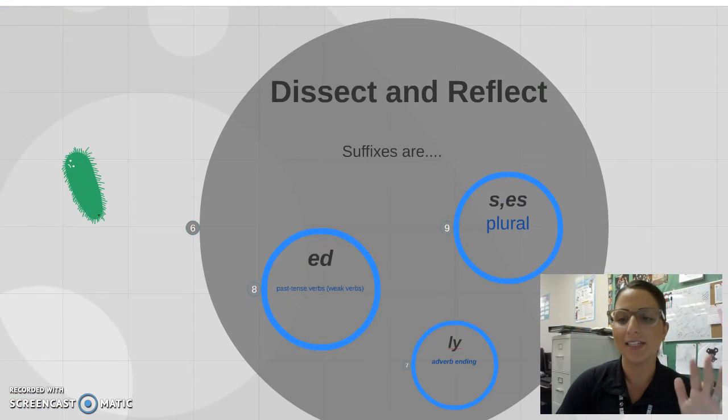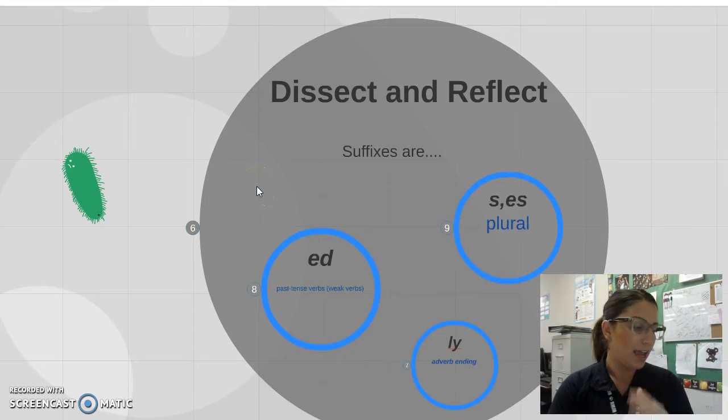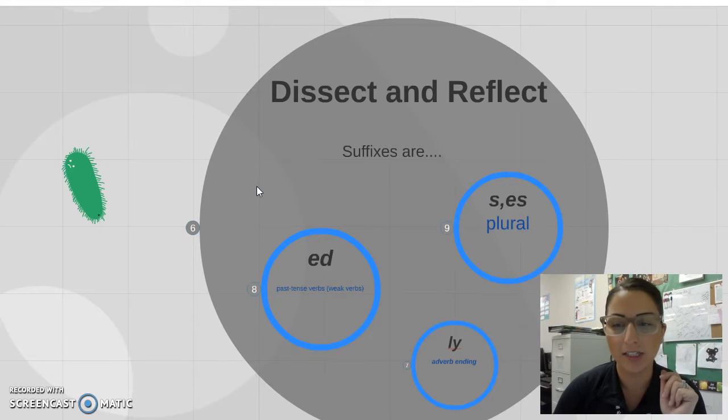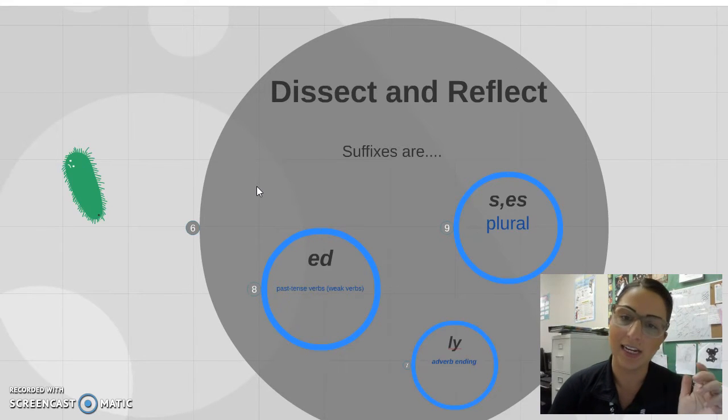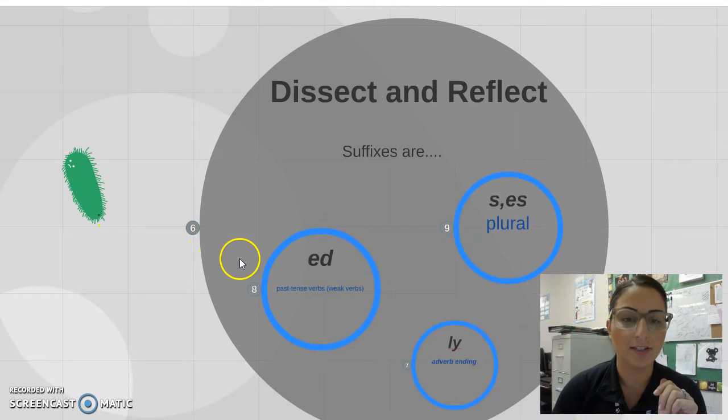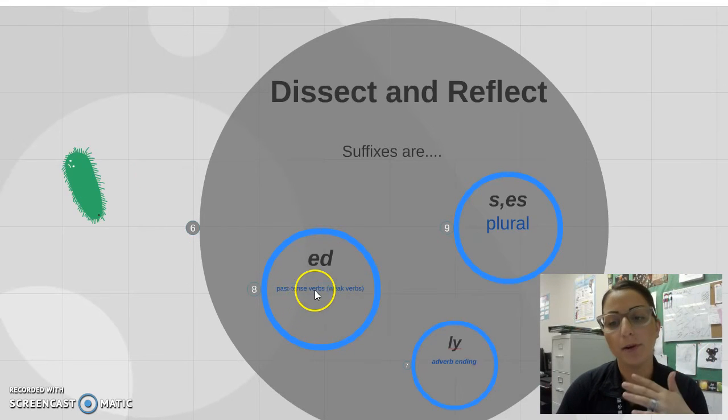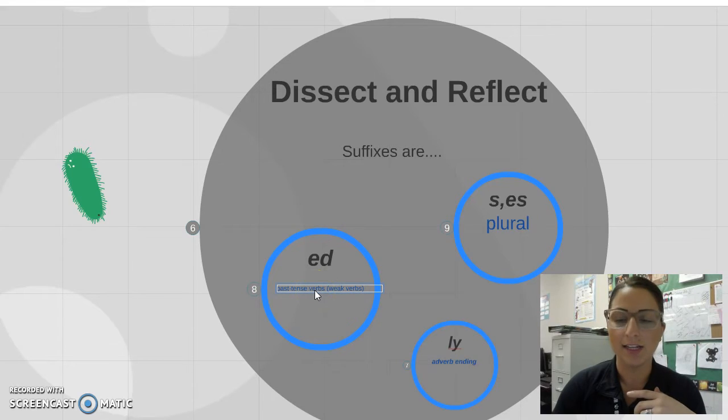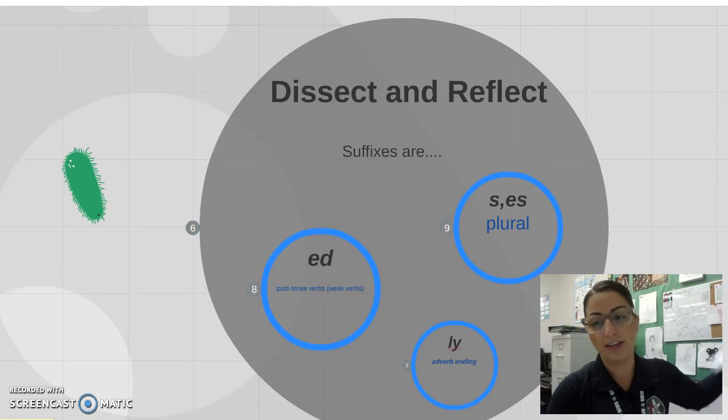Then we'd go back and dissect and reflect, which is why this is all science-y. And what are suffixes? I would ask the question and engage the students, and hopefully they'd come back with, oh, it changes the meaning of a word. It's the words at the end. We would dissect ed, s and es, and ly, and those are the definitions there. Ed is past tense verbs, you put it on weak verbs, then you have s and es, which is plural, multiples, and ly, adverb endings. So the students can break down and understand and dissect words, as well as write examples down on the worksheet that I provided for them.